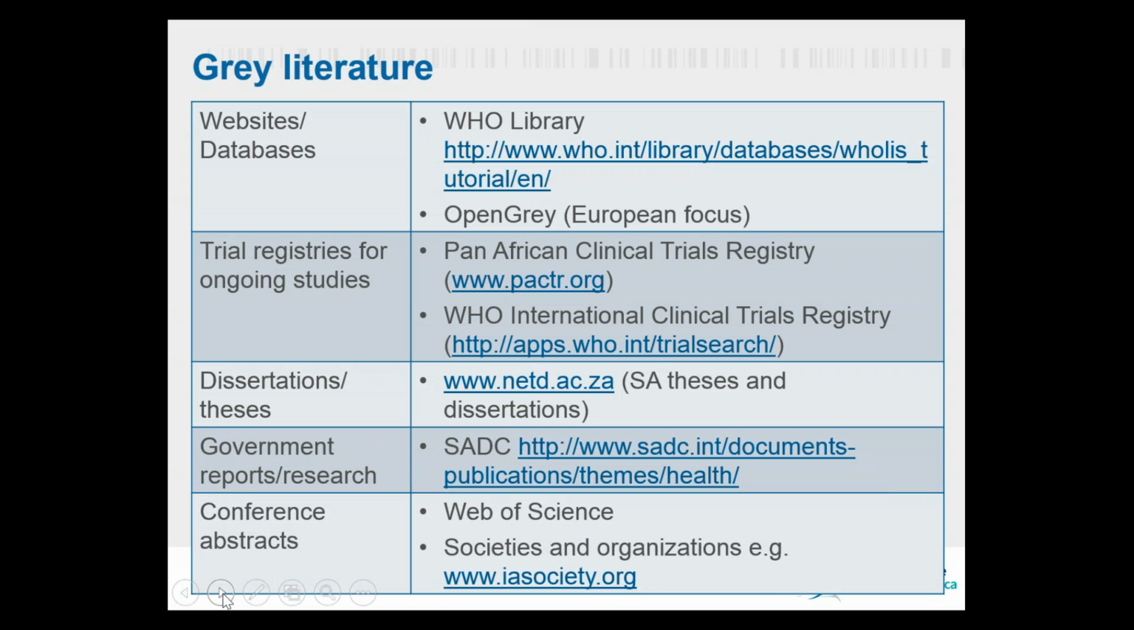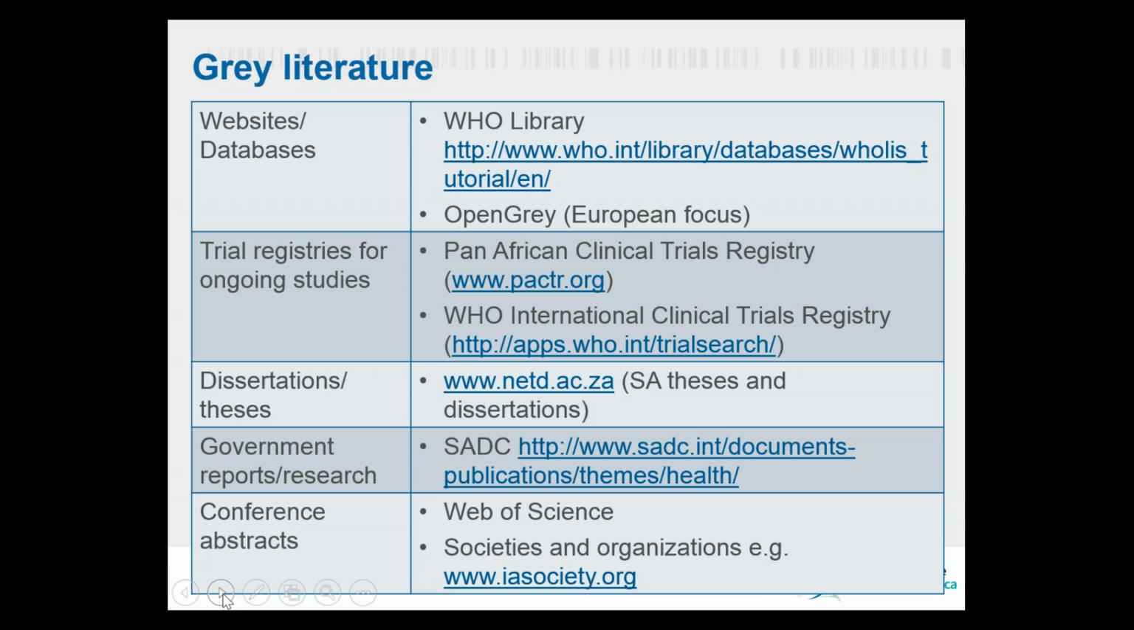These are examples of grey literature, and just for those who may not know what grey literature is, it is the materials and research produced by organizations outside of the traditional commercial or academic publishing and distribution channels. So your websites and databases would be the WHO Library, Open Grey, which has a European focus.